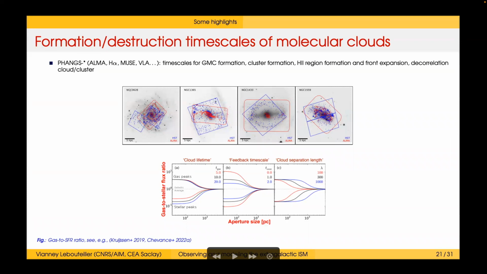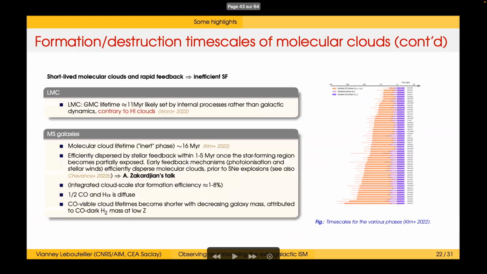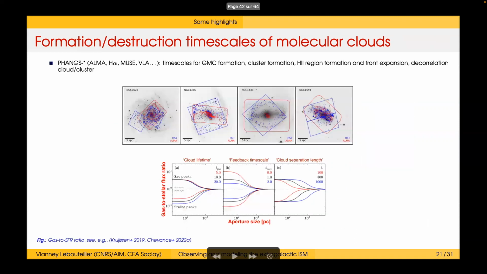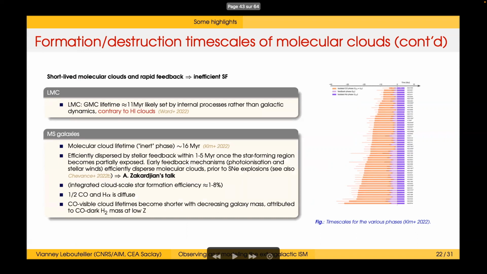I just wanted to mention the PHANGS results for the timescale for molecular cloud formation. I'll skip the method and go directly to the result, which suggests inefficient star formation due to short-lived molecular clouds and rapid feedback. Thanks to methods that maybe you have seen before, you can measure the timescale for the CO-dominated phase, the feedback phase, and the H II region phase.